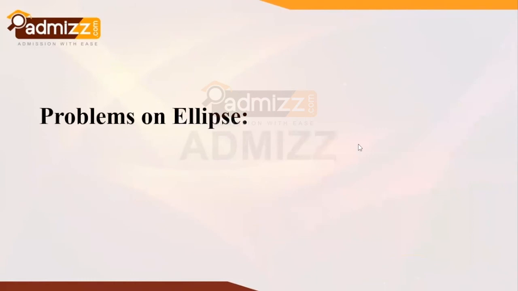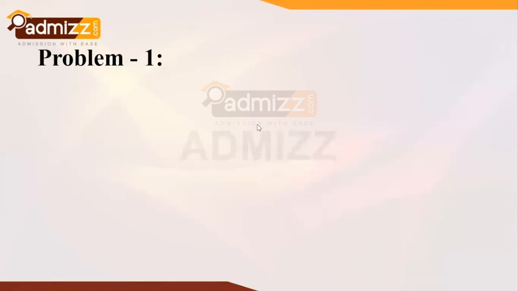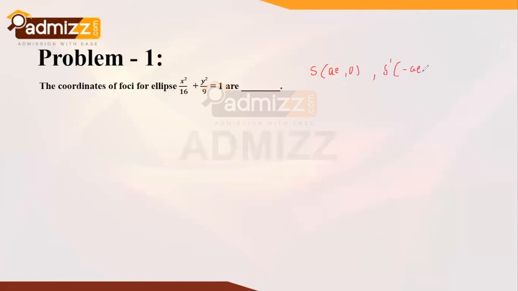Now let's try to simplify few of the problems based on this ellipse fundamental. That is problem 1. The coordinates of foci for ellipse given by x square upon 16 plus y square upon 9 equals 1. See what is given to you. We are intended to find the coordinates of foci. Now what are the coordinates of foci? S into bracket ae comma 0, S dash into bracket minus ae comma 0.